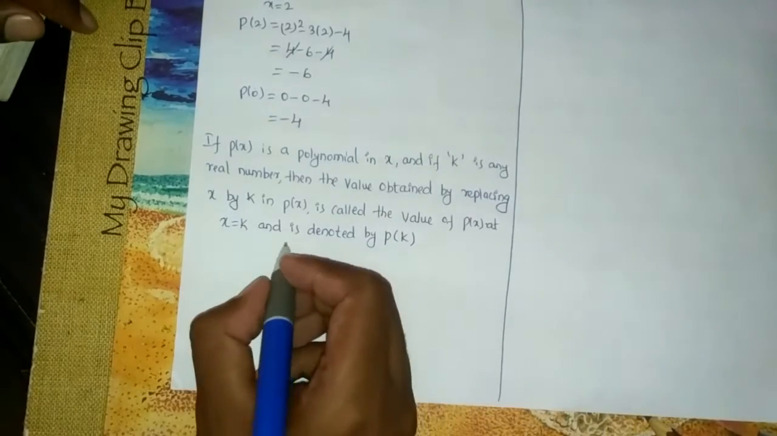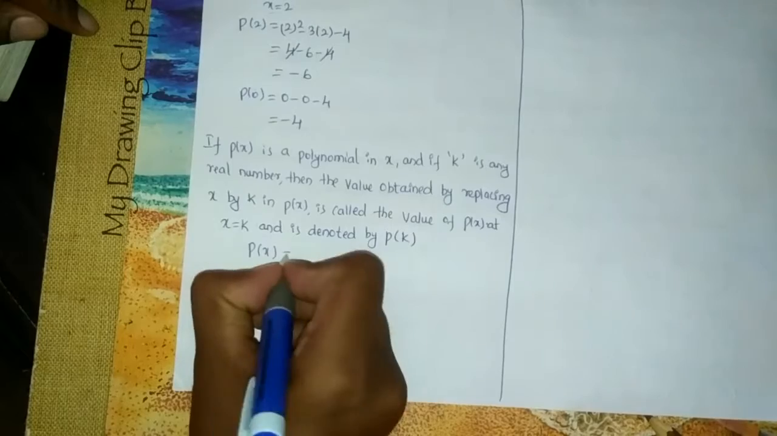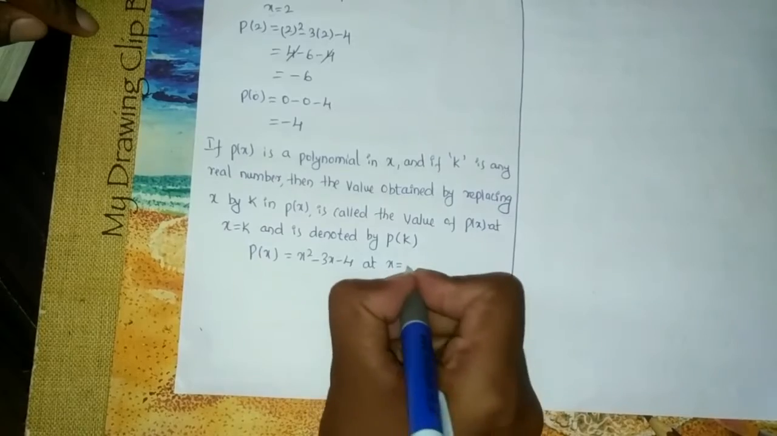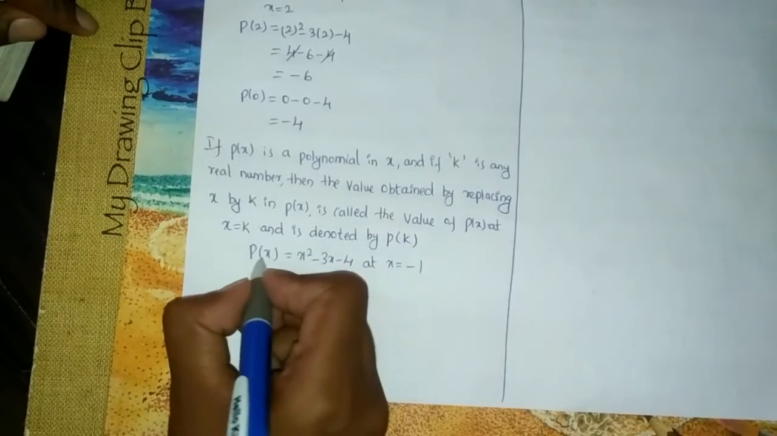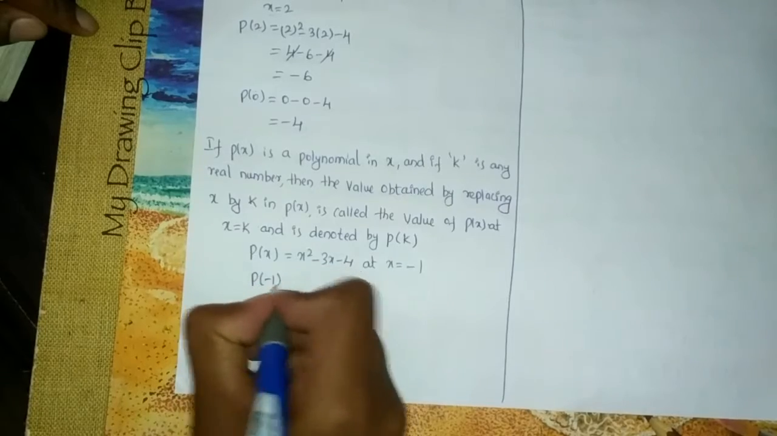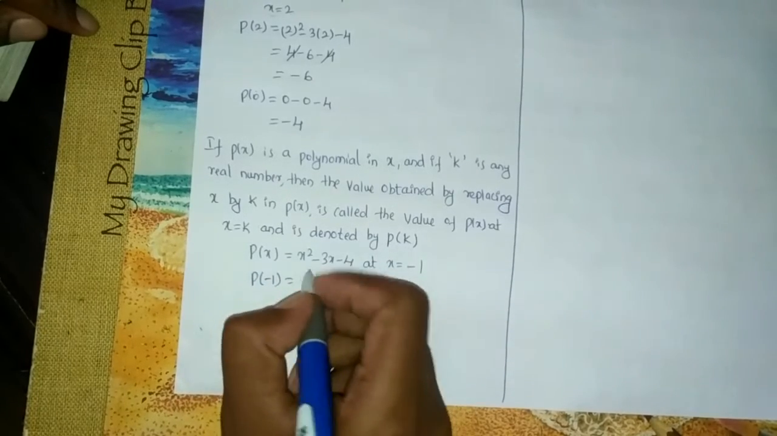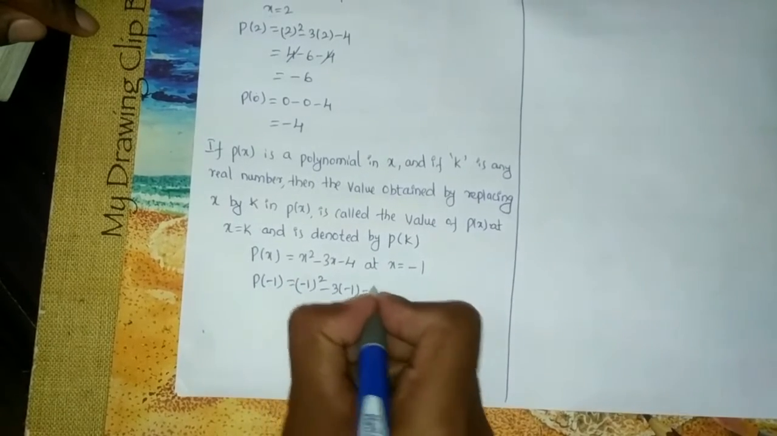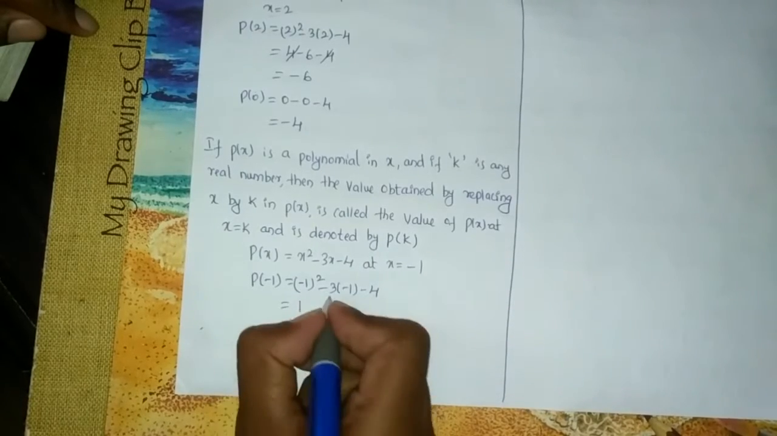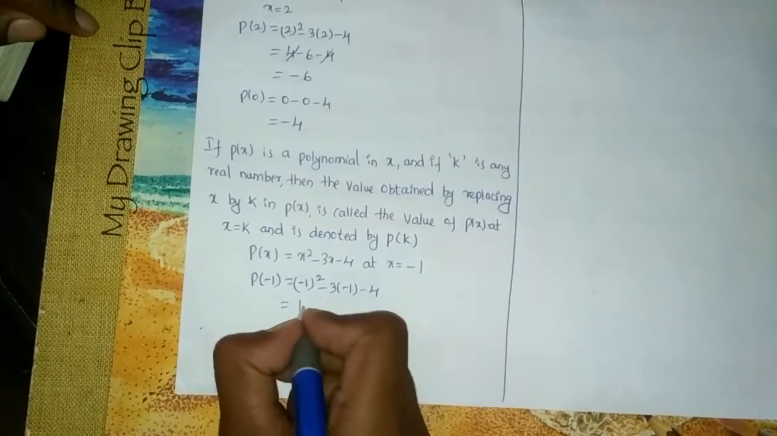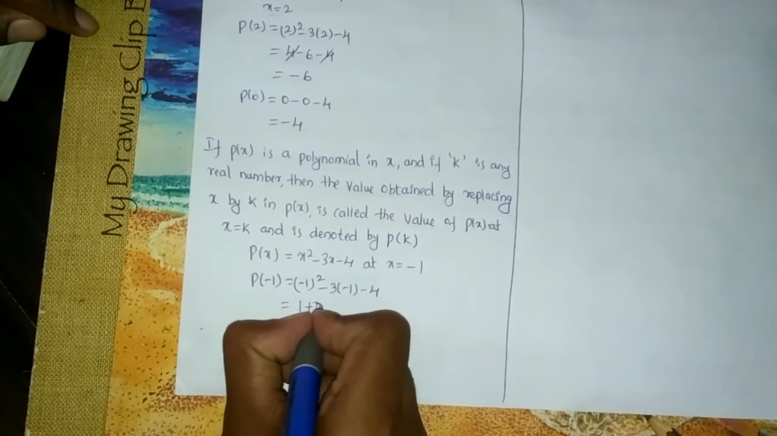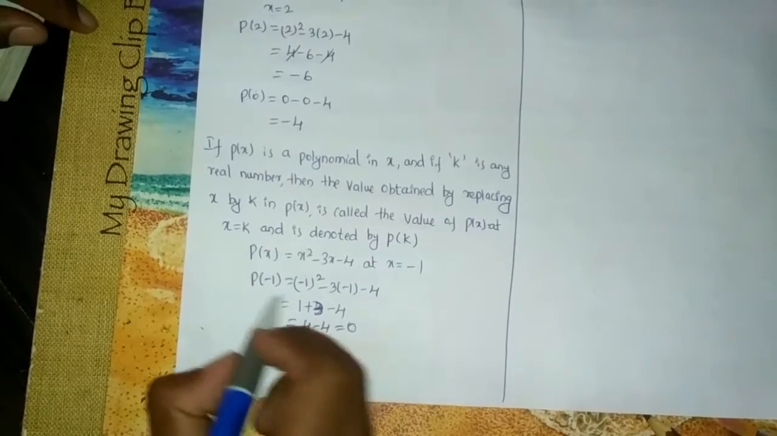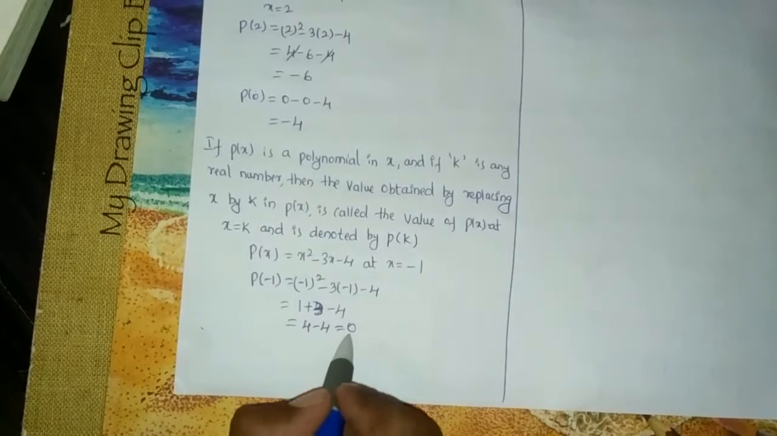Okay, so what will be the value of p of x equals x square minus 3x minus 4 at x equals minus 1? Simply you replace x by minus 1, it will be p of minus 1, and wherever you write x, write it as minus 1. This will be minus 1 square minus 3 into minus 1 minus 4. So this will be 1, and minus into minus will be plus, so 1 plus 3 minus 4. So 4 minus 4 is 0. P of minus 1 is 0.